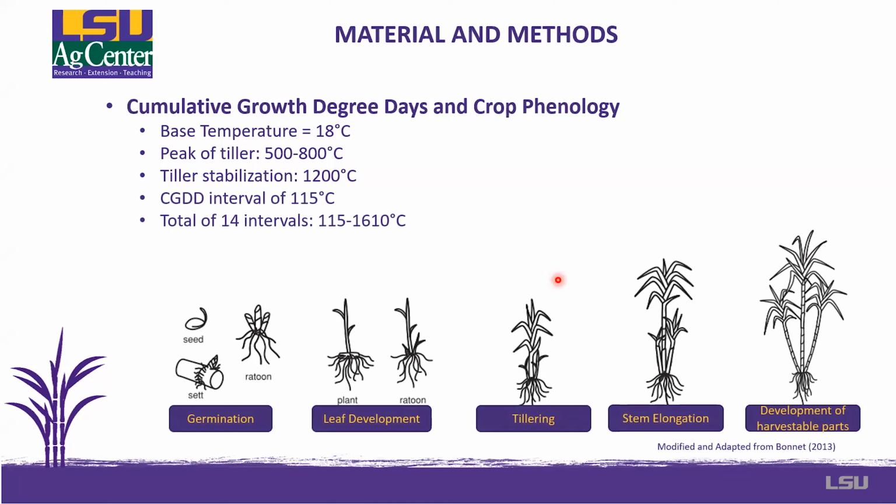Since we have a very long season, we decided to establish an interval of cumulative growth degree days at which we would collect each image. We decided on 115 degrees Celsius, which should be around the development of 2 or 3 leaves, especially in the beginning of the development. Then we came up with a total of 14 intervals going from 115 to 1610 degrees Celsius. So we would have 14 intervals, which translates to 14 different images throughout the season.